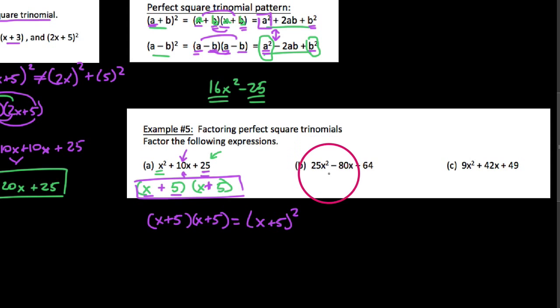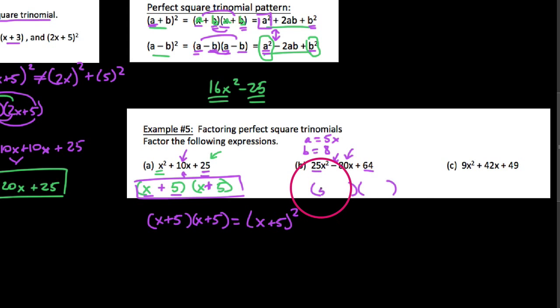Looking at our next one, I notice that 25x squared and 64 are perfect squares. So in this case, our a would be 5x. That would be our front thing in this binomial. And our b would be, well, what can I take times itself to get 64? It would be 8. And I want to notice here in the middle, if I were to get 2 times 5x times 8, then 2 times 5x is 10x, times 8 is 80x. The only difference here is that it's a difference.